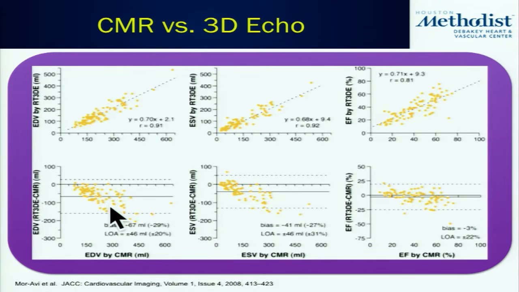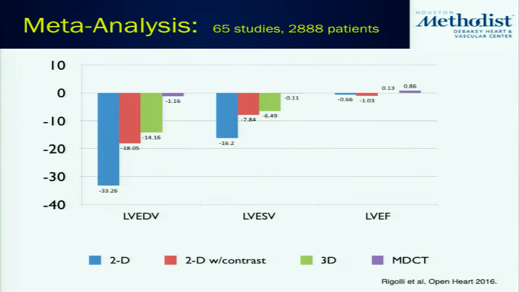And again, these are not normals. These are a series of patients that they looked at. And for this publication, a few years ago, before I get to that, this is also a meta-analysis looking at multiple different studies that have compared CMR-derived values for LV end diastolic volume, end systolic volume, and EF, compared to those derived by CT, by 3D echo, 2D echo, or 2D echo with contrast. And what you'll notice is that for all techniques, the EFs tend to be about the same, right? So CMR EFs tend to correspond fairly closely with what you get by CT, by 3D echo, and by 2D echo with or without contrast.